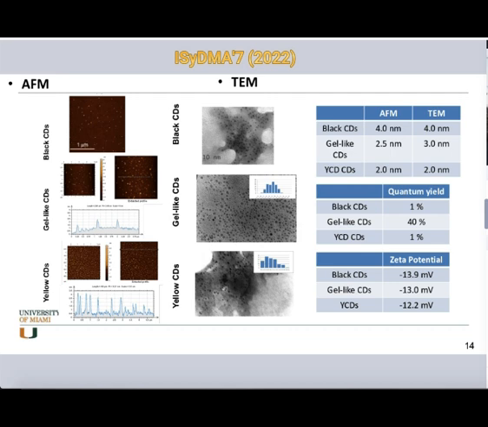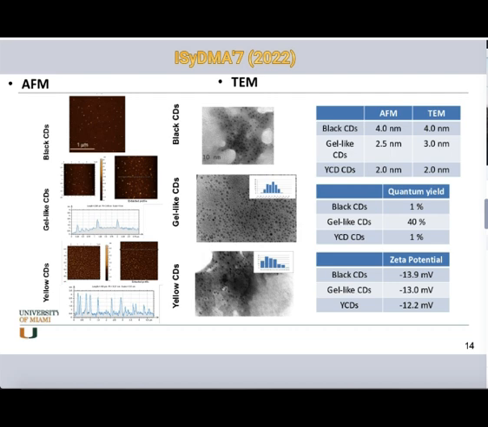For the TEM measurements, we use TEM mainly for the XY resolution, and it is a correspondence between the AFM and TEM. As you can see for the three types, the AFM and TEM have a good correlation. For the quantum yield, it is quite low for the black. For the gel light, that's the one which is very important, 40%. And for the one with the tetra amino group on the carbon precursor, on the benzene, only 1%.